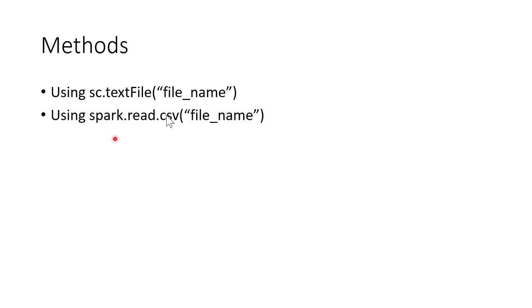And the second one is spark.read.csv, which is supported after Spark 2.0. It will actually help you split out the columns for you, and we're going to show you how to do that. So let's start.